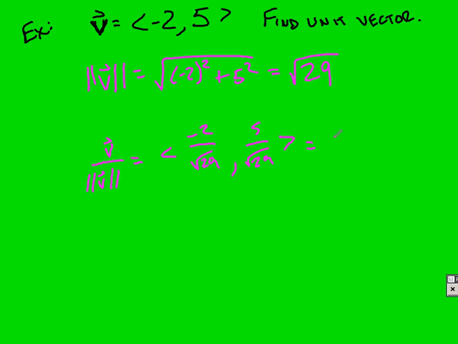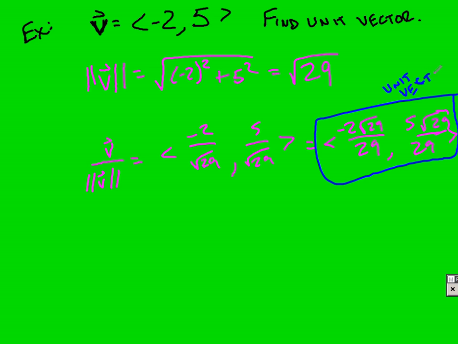Now I would suggest trying to simplify it. So negative 2 square roots of 29 over 29 and 5 root 29 over 29. I would suggest doing it like that, but that's what you want to look for. This is your answer right here for your unit vector.